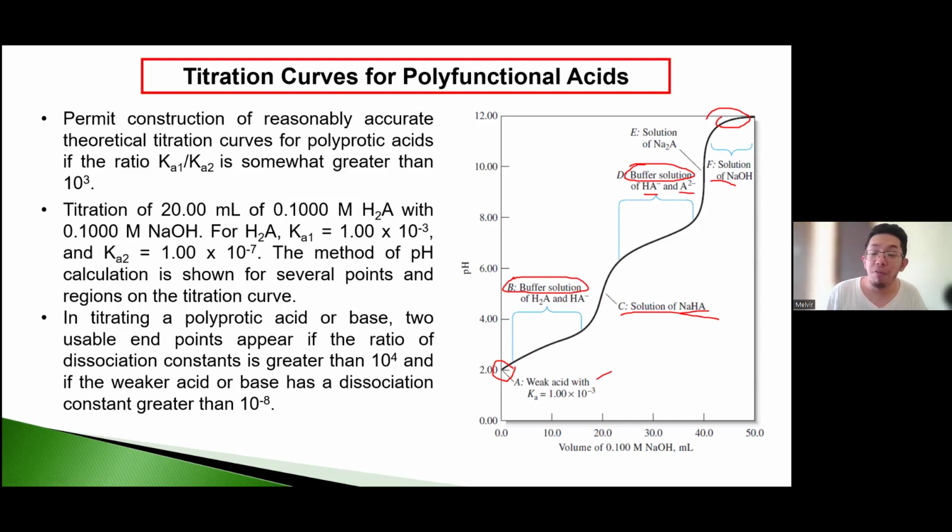Letter C will be the first equivalence point wherein you'll have the sodium HA. So, wala ka nang H2A diyan, naubos mo na siya, na-neutralize na siya into HA minus. And then the fourth region will be buffer solution again. So, this time, the components of your buffer will be HA minus and its conjugate base A2 minus.